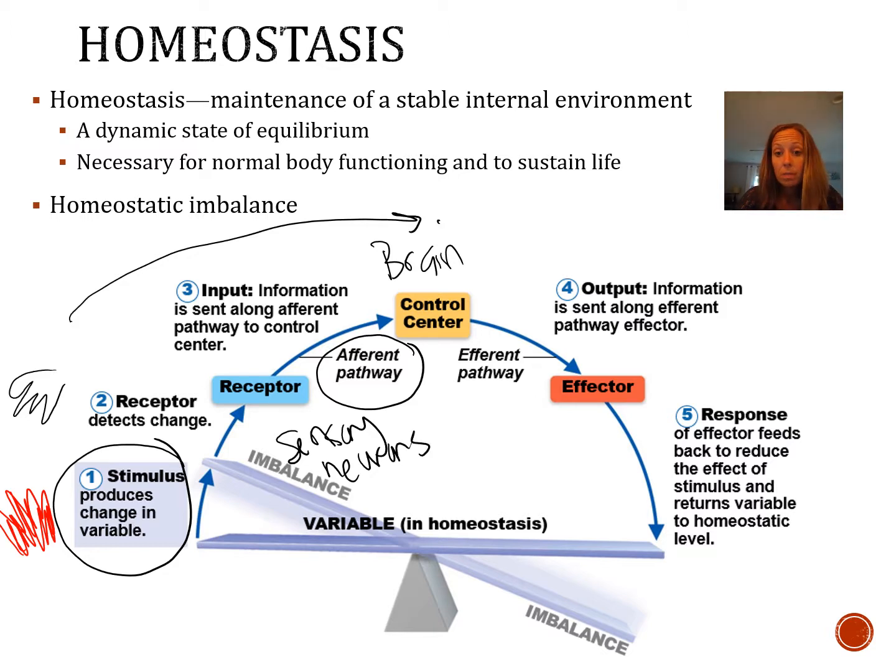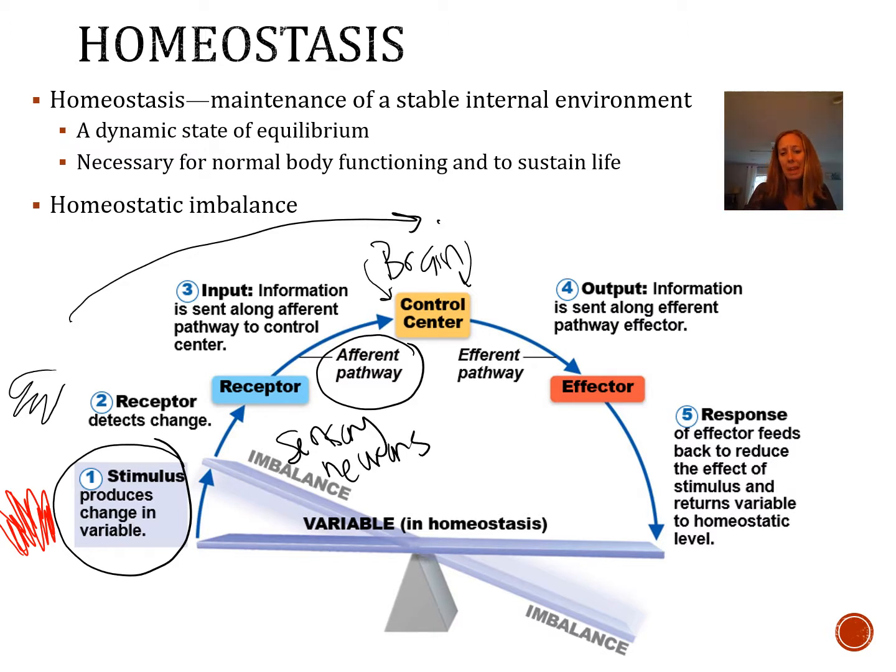Sensory neurons are in your senses. So I have a stimulus, I have a thing that's a problem, right? The receptor, let's say my hand, the sensory neurons in my hand are going to touch the fire, and the input is the information that's sent up my sensory neuron to my brain.